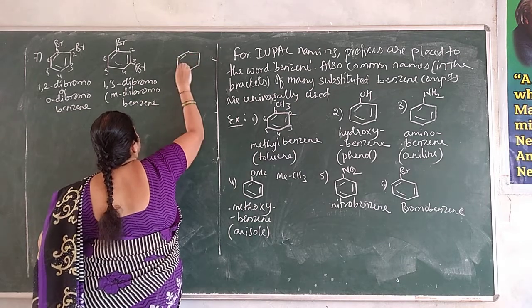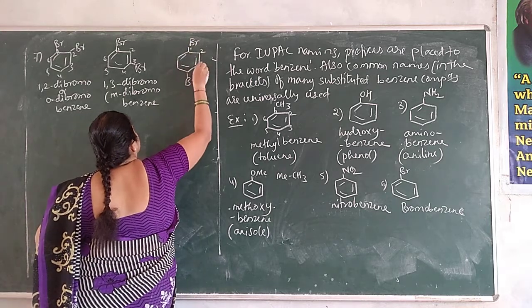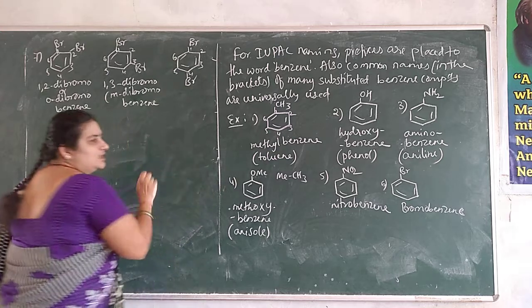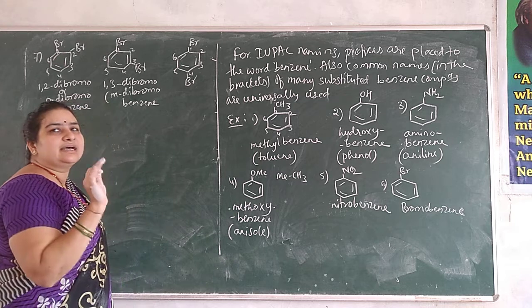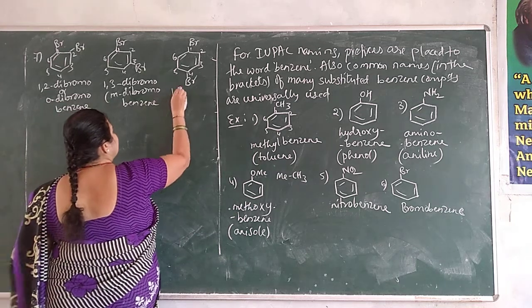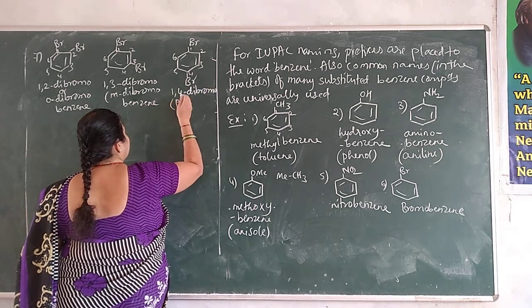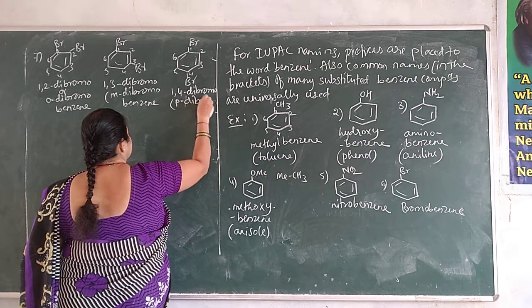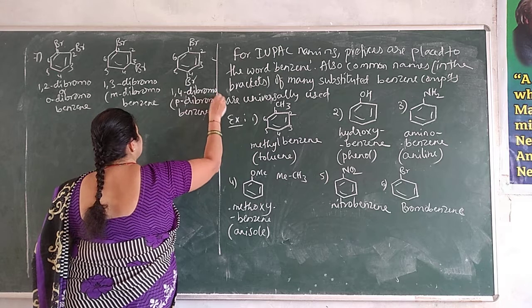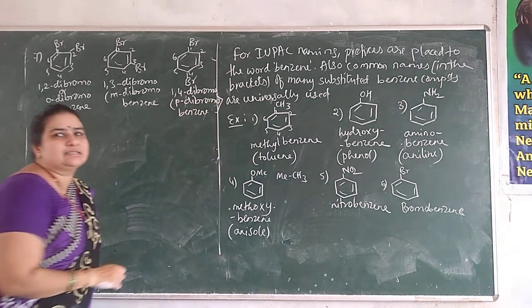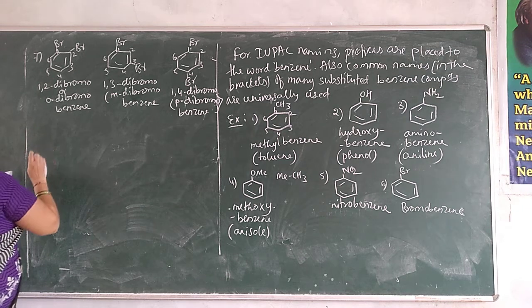Another example I will give here, Br. So numbering 1, 2, 3, 4, 5, 6. Here you can go in the clockwise direction or in the anti-clockwise direction. Select the direction properly. Okay. So it is 1,4 dibromo or para-dibromobenzene. So we can use the common names of some groups which are just given here as the parent name. Now, so for practicing, I will solve some more examples.